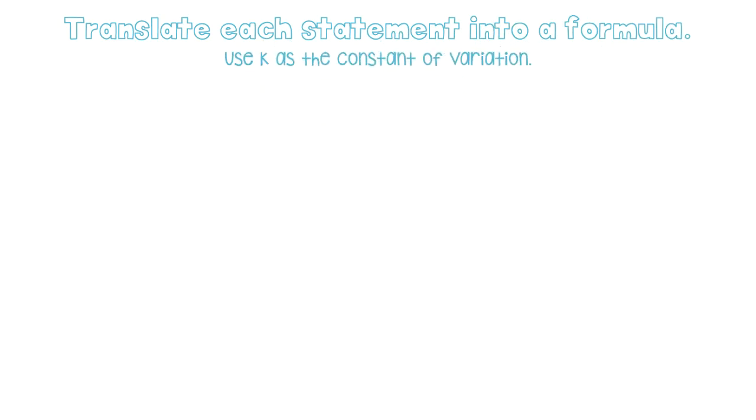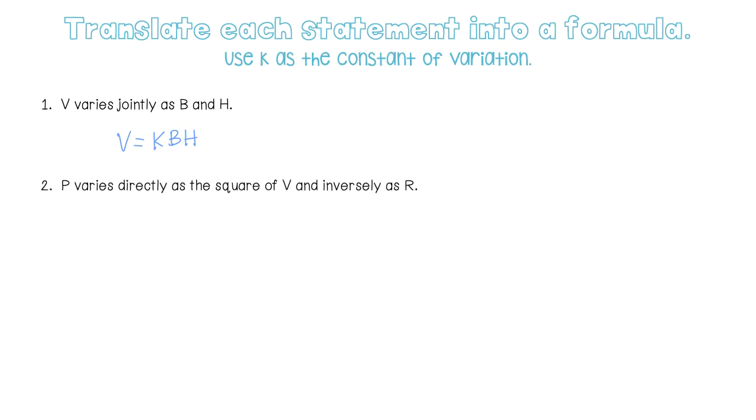So now let's translate each statement into a formula, and we're going to use k as our constant of variation. So V varies jointly as B and H. So remember, jointly means to multiply multiple things. So V equals K times B times H. All right, easy enough? Let's look at number 2.